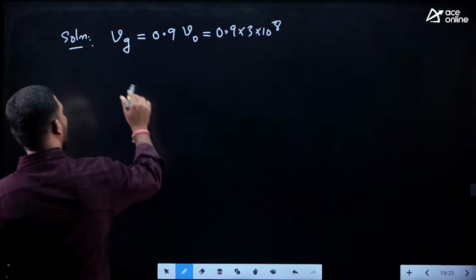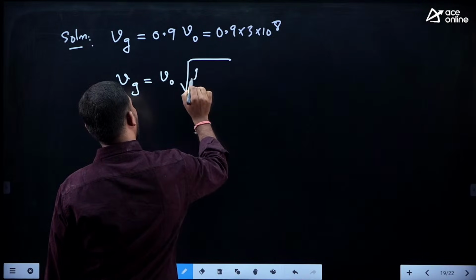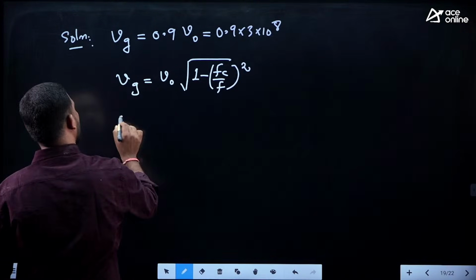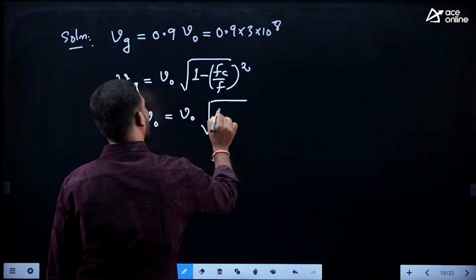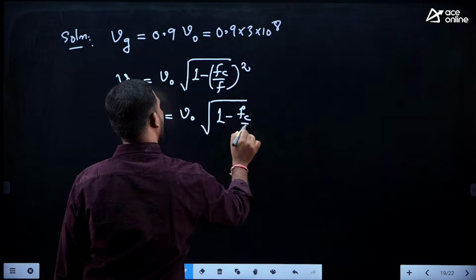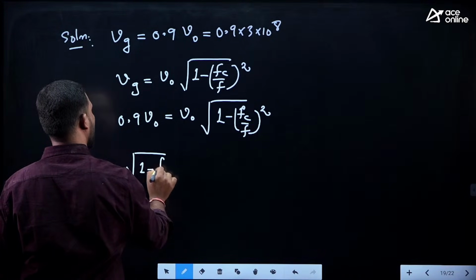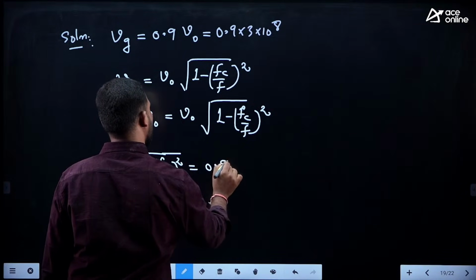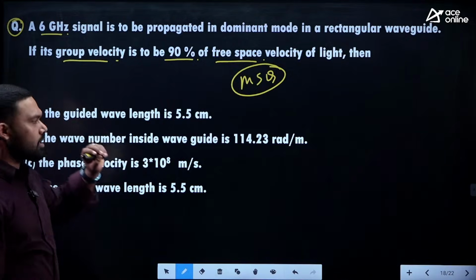Clear guys? So what is the group velocity formula? Group velocity is equal to V₀ times square root of 1 minus (fc/f)², the high pass filter term. So it is 0.9 of V₀, which is V₀ times square root of 1 minus (fc/f)². Clear? So the high pass filter term, we got square root of 1 minus (fc/f)² is equal to 0.9. Correct?